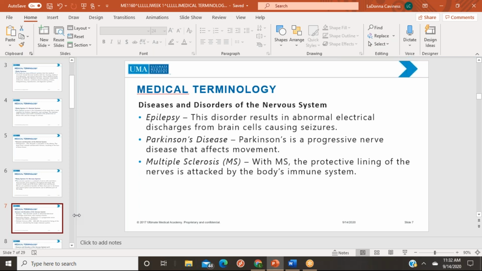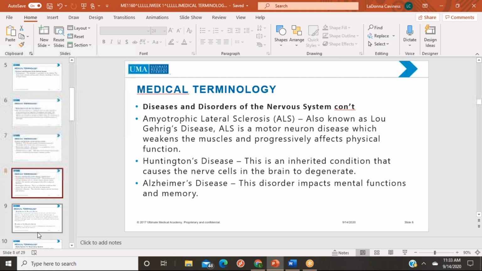Let's look at the next one, multiple sclerosis, MS. The protective lining of the nerves is attacked by the body's immune system. Okay, diseases of the nervous system continue. This is a disease called ALS, amyotrophic lateral sclerosis, also known as Lou Gehrig's disease. It's a motor neuron disease which weakens the muscles and progressively affects physical function.